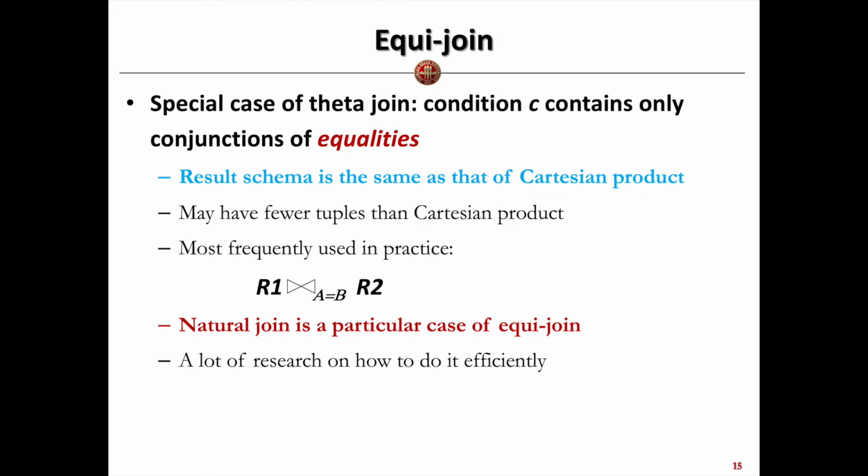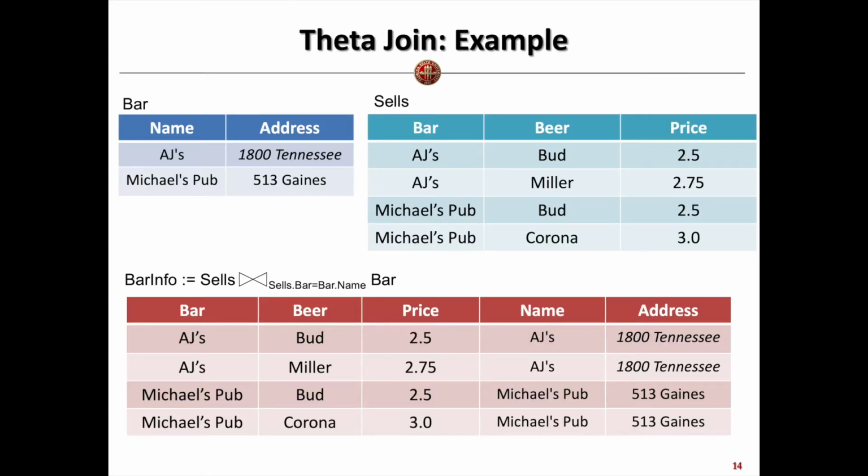Okay, for the theta join, the C denotes a condition. The condition used in the theta join can be in very different formats. Besides the condition used here, we can also define some other conditions. So this is about theta join.